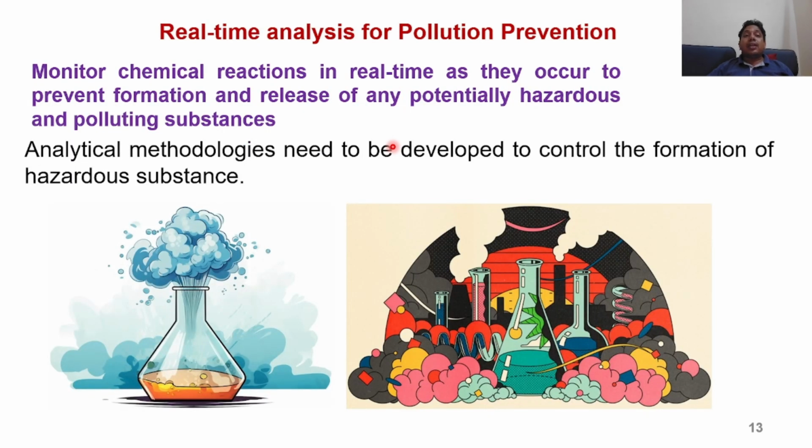The next principle, real time analysis for pollution prevention. During the chemical process, there is a possibility of release of toxic gases, harmful vapors, and also some byproducts which are formed that are very dangerous and health hazardous. So in a process, always monitor chemical reactions in real time as they occur to prevent formation and release of any potentially hazardous and polluting substances.